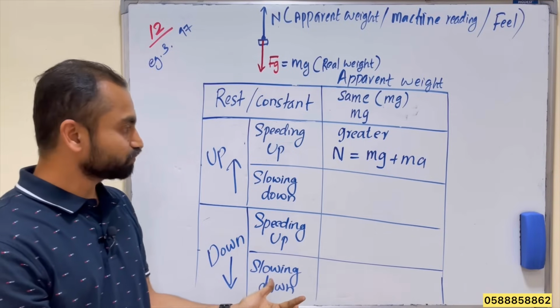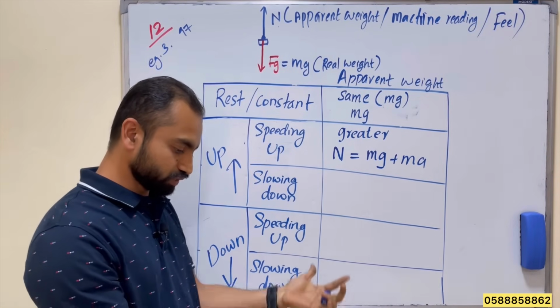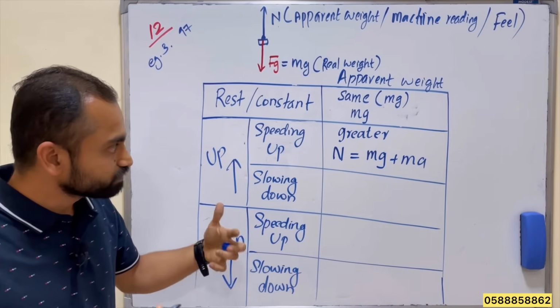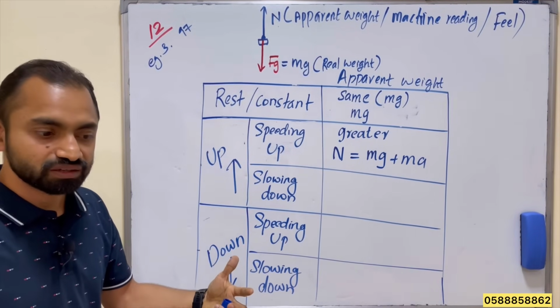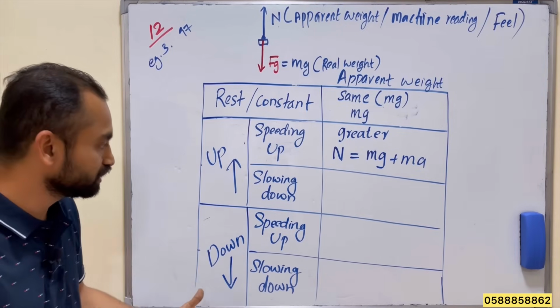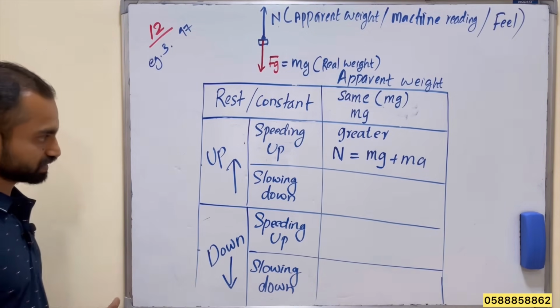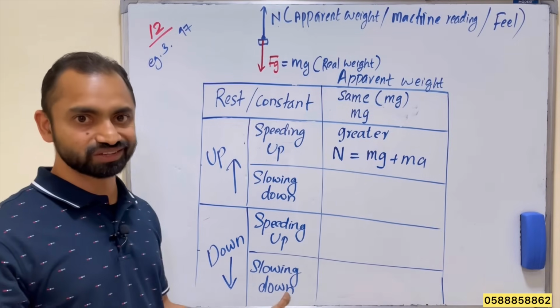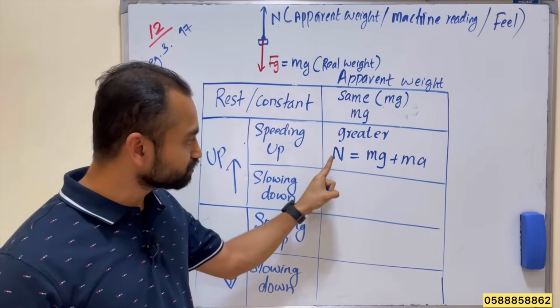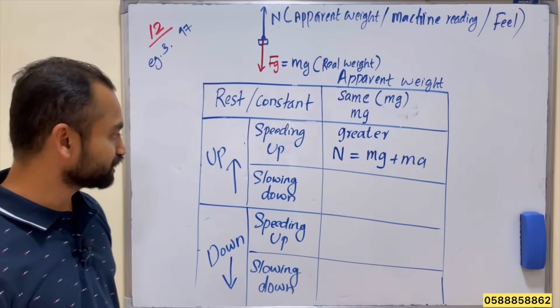Acceleration. So if the elevator is moving up, going up and speeding up, then you will feel your weight is greater. You will feel heavier. You will feel your weight is increased. The machine reading will increase. The machine reads the normal force. You feel the normal force, and that is the apparent weight.